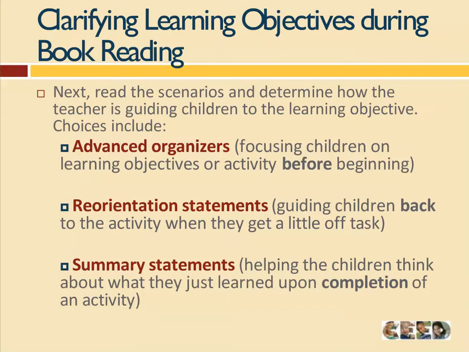Clarifying learning objectives during a book reading. Next, read the scenarios and determine how the teacher is guiding children to the learning objectives. The choices include advanced organizers, so focusing children on the learning objectives before beginning the activity, a reorientation statement, so guiding children back to the activity if they get a little off topic, and summary statements, so helping the children think about what it is they just learned at the end or upon completing the activity.